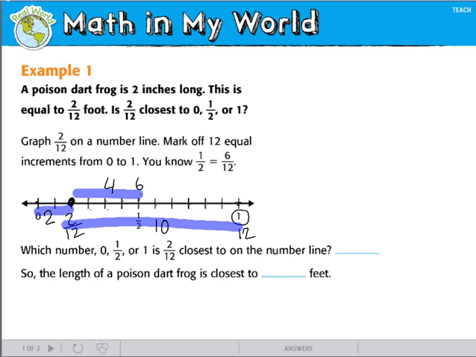So which number is it closest to? 0. So the length of the poison dart frog is closest to 0 feet. So if we were to round this fraction, we would round it to 0 feet. All right. So good? Awesome.